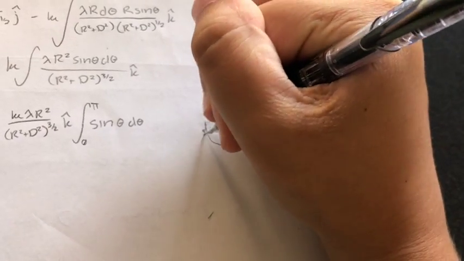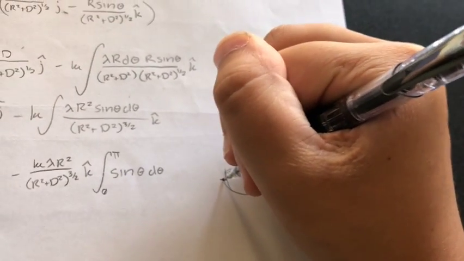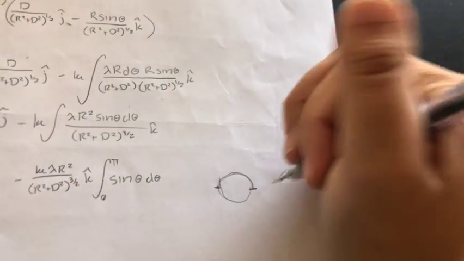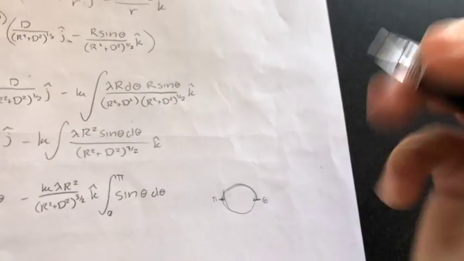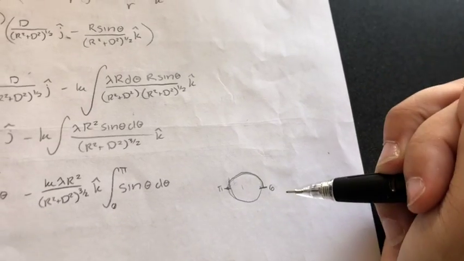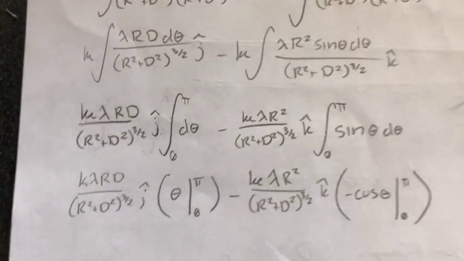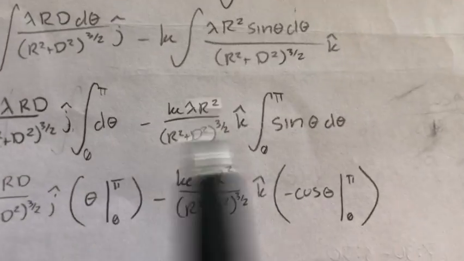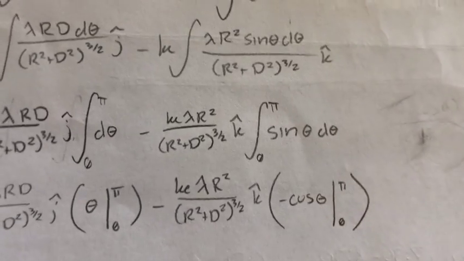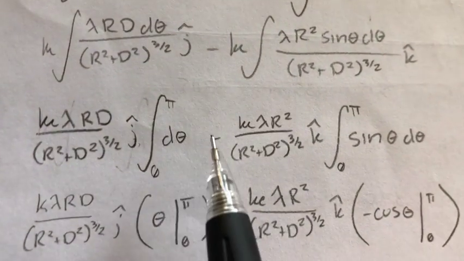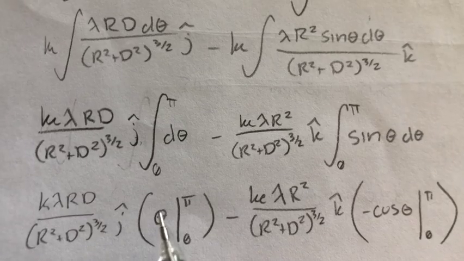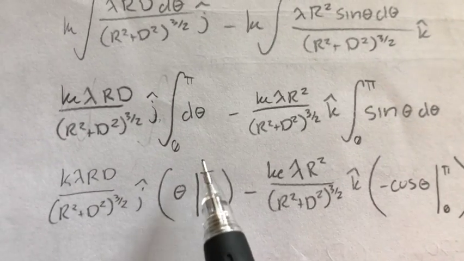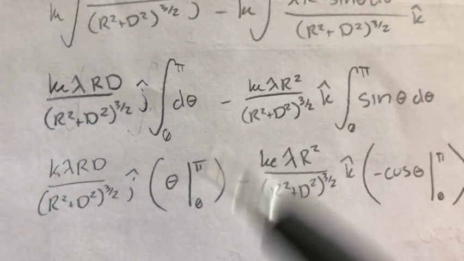Here's the circle. Ooh, that's a bad circle because the thing moved. We're going here around to here. 0 and pi, that's the angle we're looking at. So now without all this mess inside, the actual integrals look pretty straightforward. So we have d theta, which is just going to be theta, because obviously the derivative of theta is d theta, right?